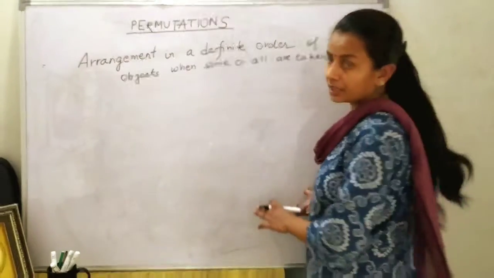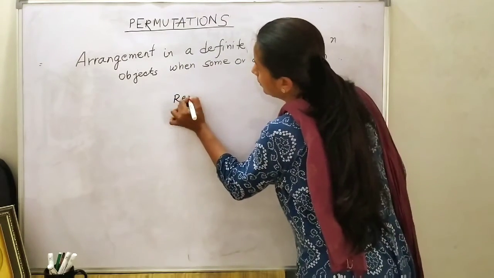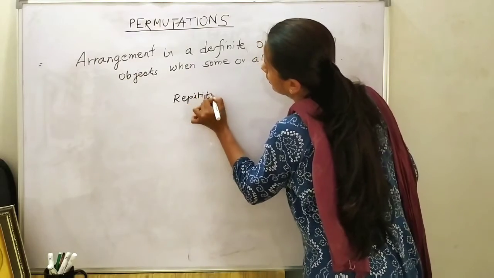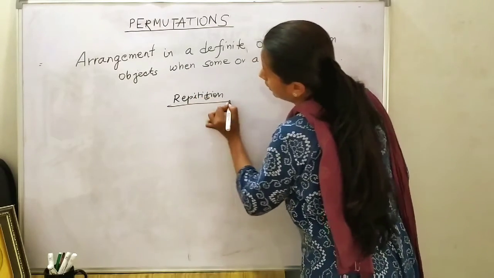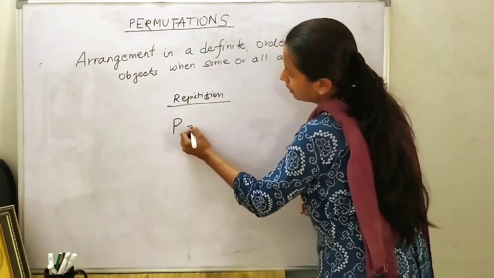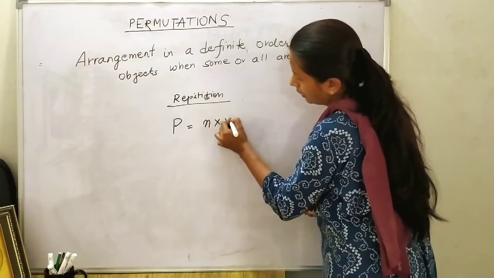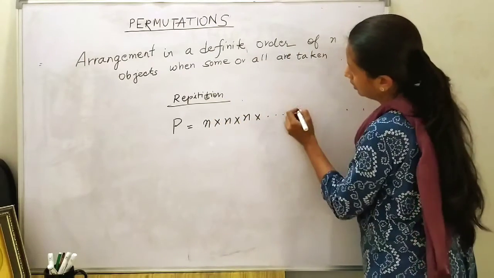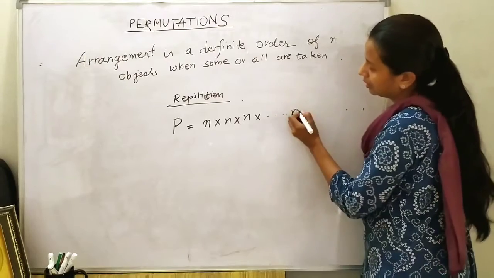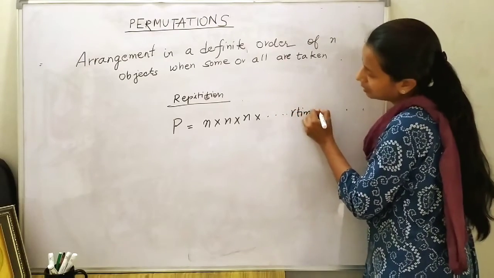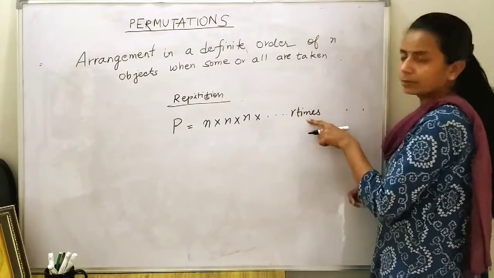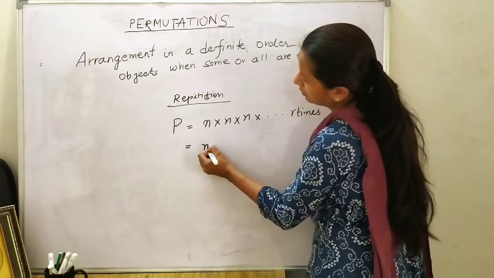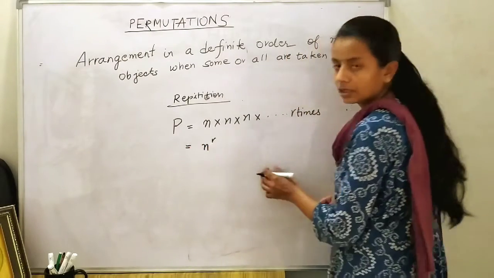Now when repetition is allowed, then the permutation of n objects taken r at a time is given by n into n up to r times, right? Which can also be denoted by n raised to the power r.